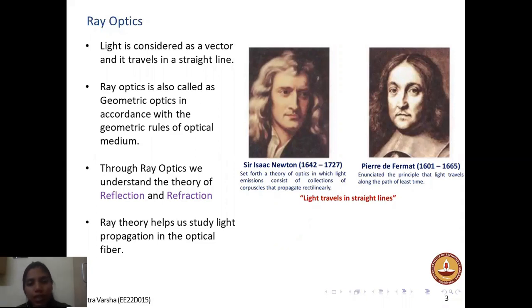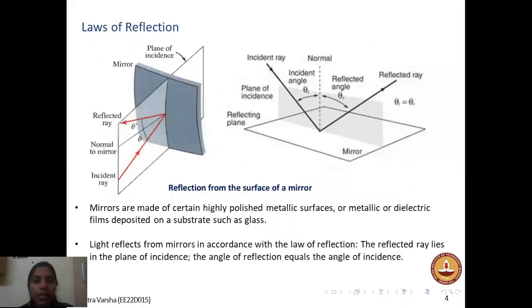Through ray optics, we see why different objects emit different colors. The laws of reflection and refraction also help us to understand the propagation of light through optical fibers, which is now a breakthrough technology in the optical domain. Here we can see the laws of reflection, the reflected light and the reflected ray.